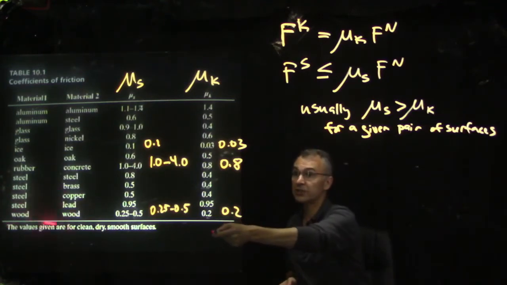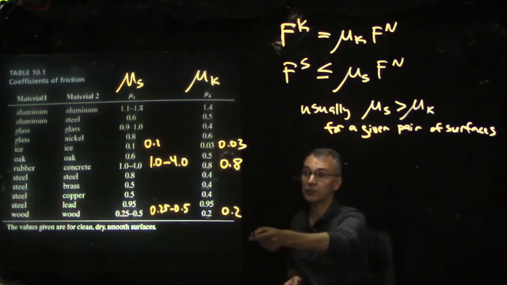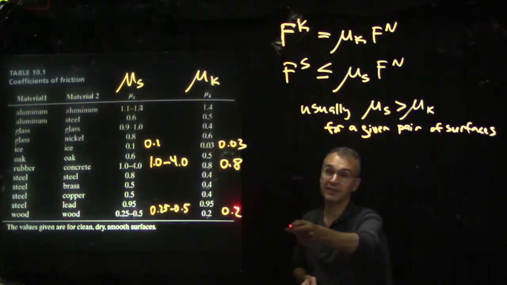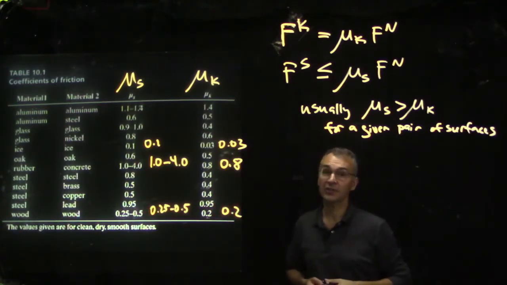If you take wood on wood, the range for mu static is between 0.25 and 0.5. Mu kinetic is about 0.2. All of these things are kind of approximate. It's hard to be really precise with friction, but it gives you a good idea.